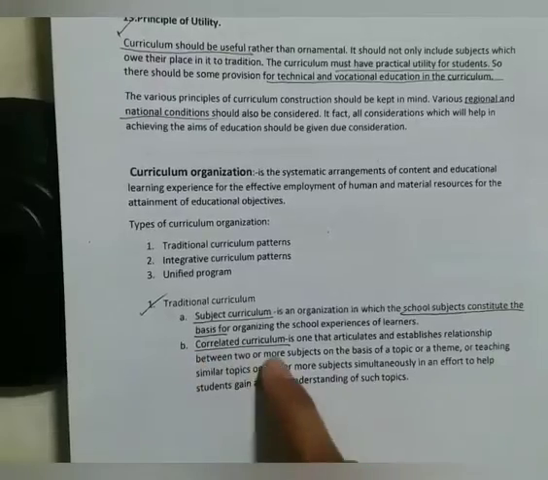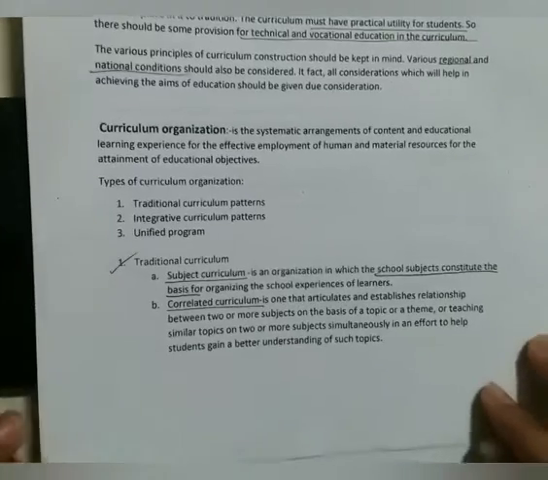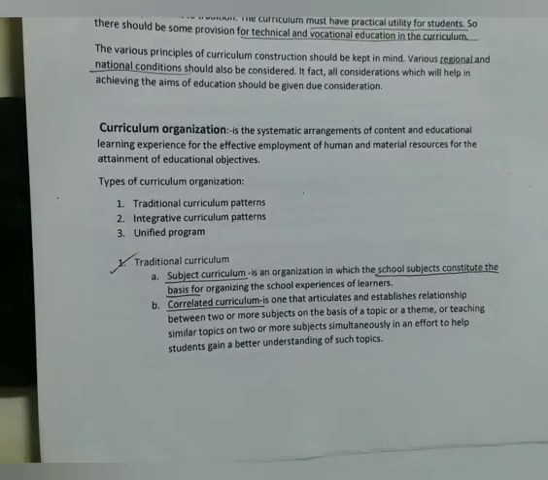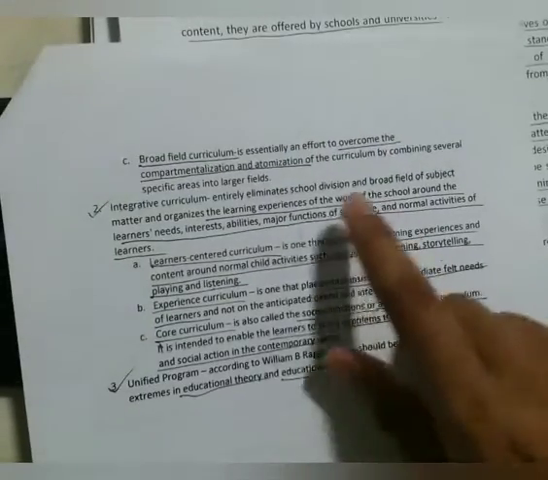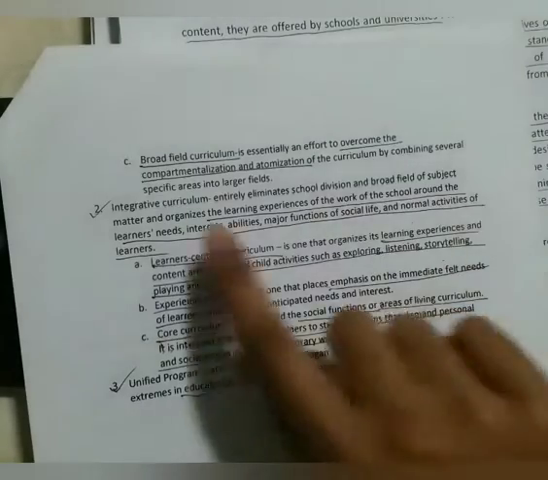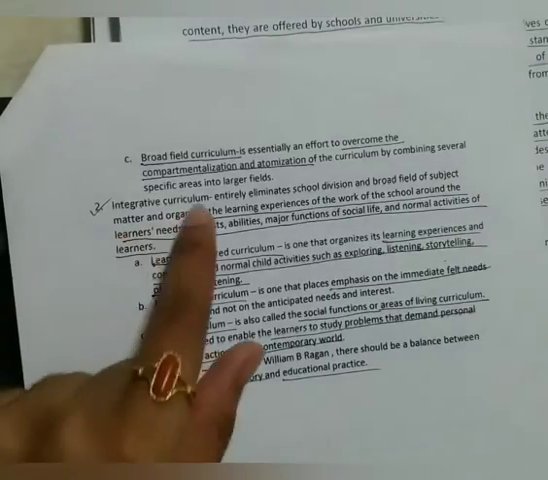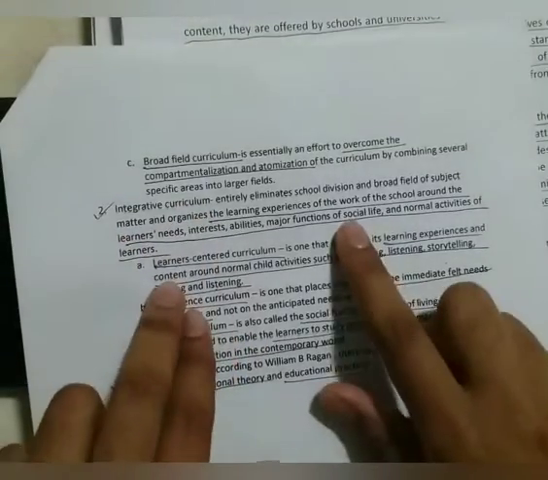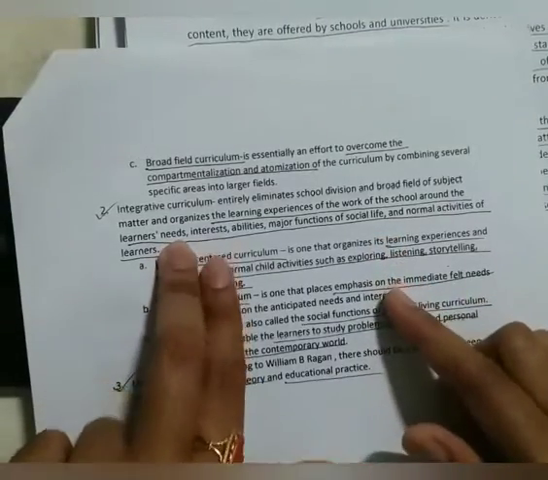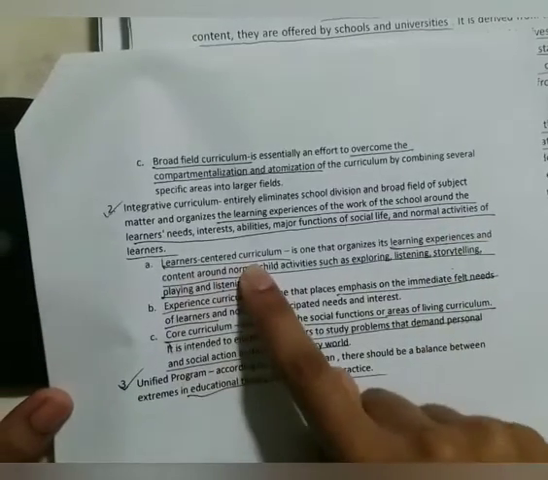Then correlated curriculum means there will be a relationship between two or more subjects. More topics of a similar kind will be discussed for the better understanding of these topics. Then the broad fields curriculum means it's like a compartment. Everything will be stuffed into it, combining several specific areas into larger fields. And the integrative curriculum is all about learners' experience, interest, needs, abilities, major functions of social life, normal activities. So, of course, it will be learner-centered.